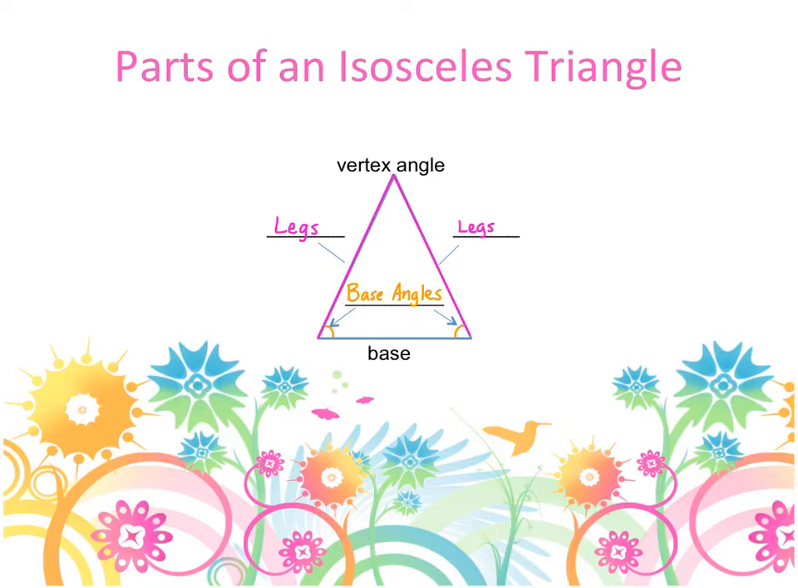So the parts of an isosceles triangle. Up here we have the vertex angle, which is this angle at the top. Then the two congruent sides are going to be the legs. So these pink lines here are the legs. So this side is congruent to this one. The angles opposite of the legs are the base angles. So this angle here is the base angle, and this angle here is the base angle, and the base is the bottom side of the triangle.